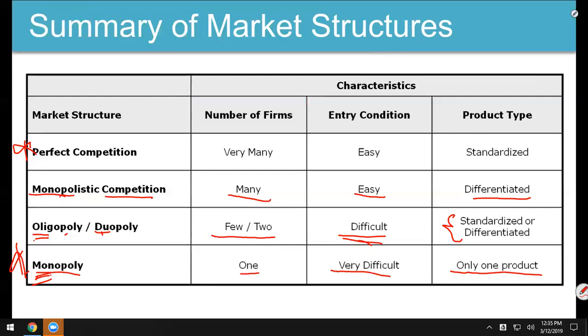The example that I use, my favorite, is restaurants. It ain't that hard to run a restaurant. How many restaurants do we have in South Hill alone? 30?